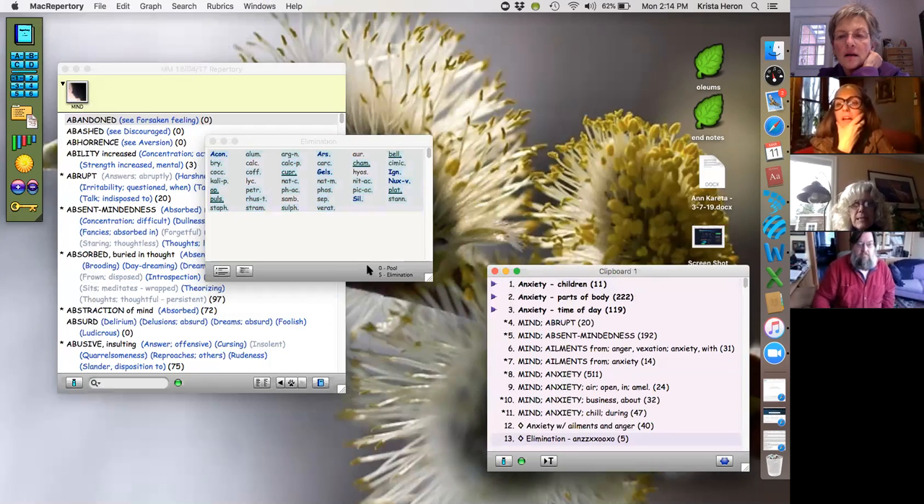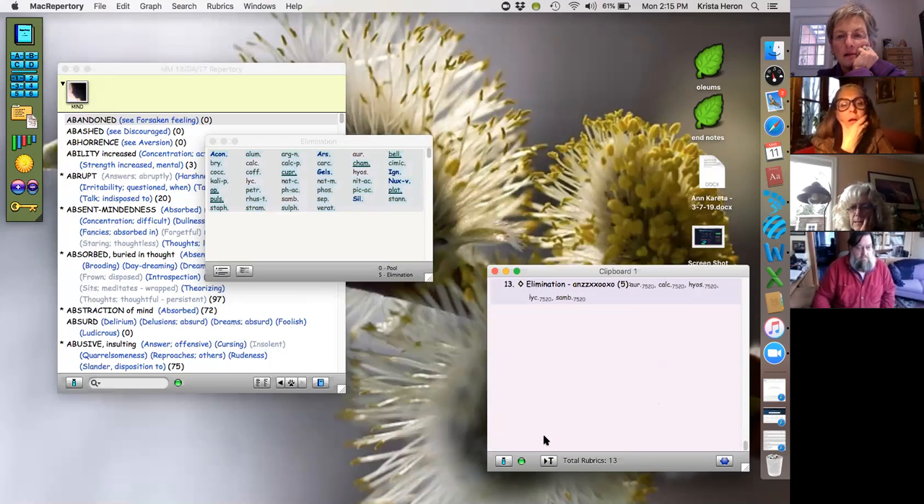Oh, okay. That's great, because I didn't know how to get to the elimination before. Yes. So here you can see calcarea not highlighted, sambucus isn't, aurum and hyoscyamus. Those are your 5 that most likely are in there.